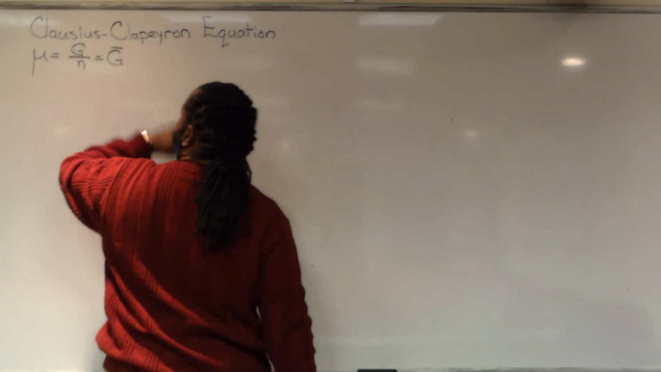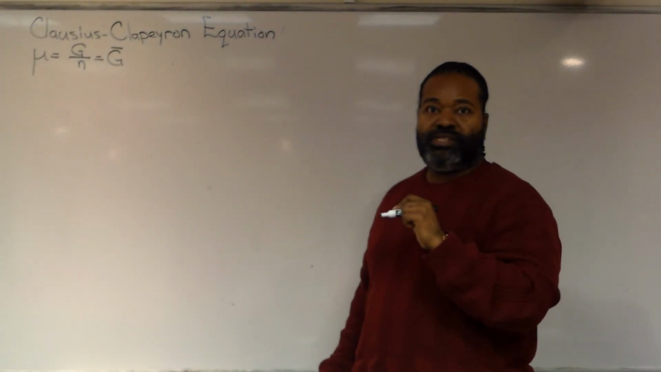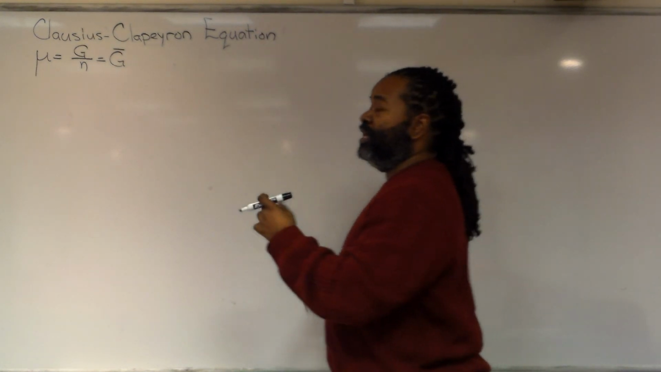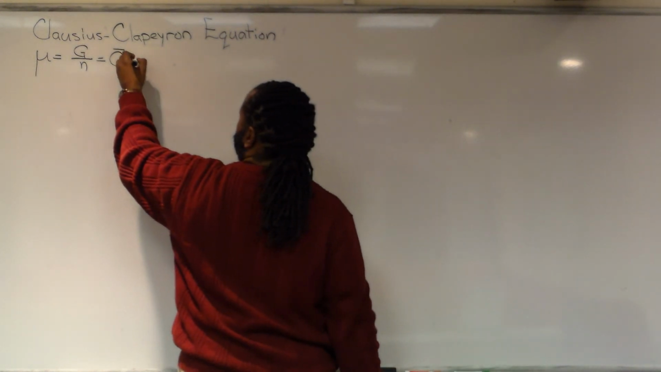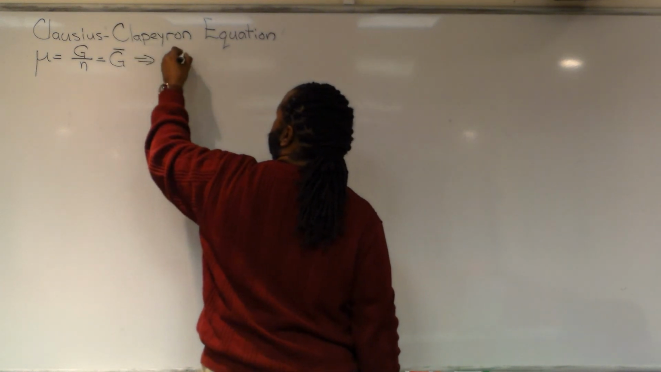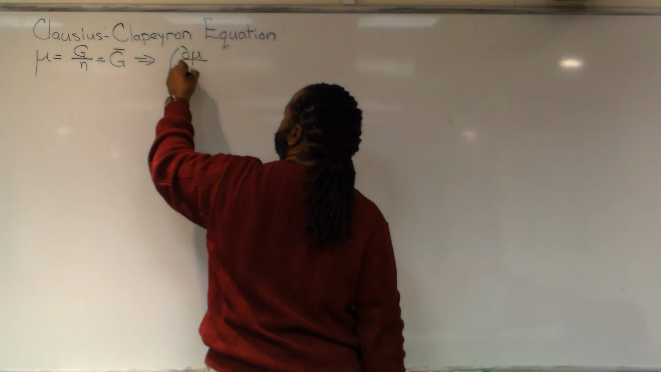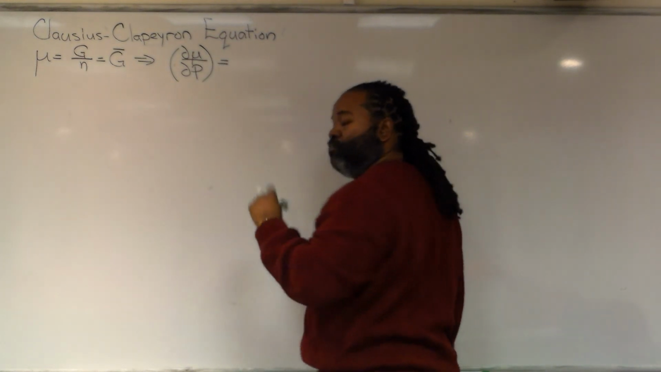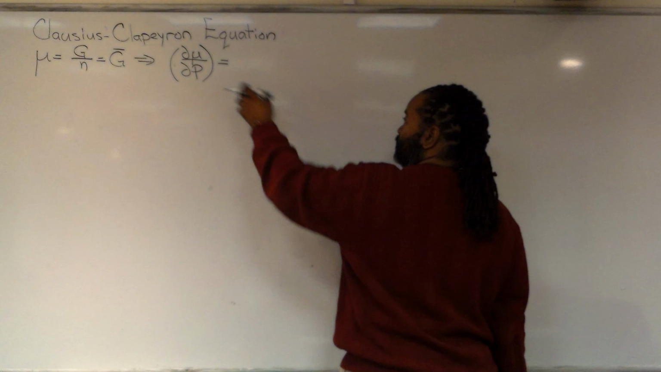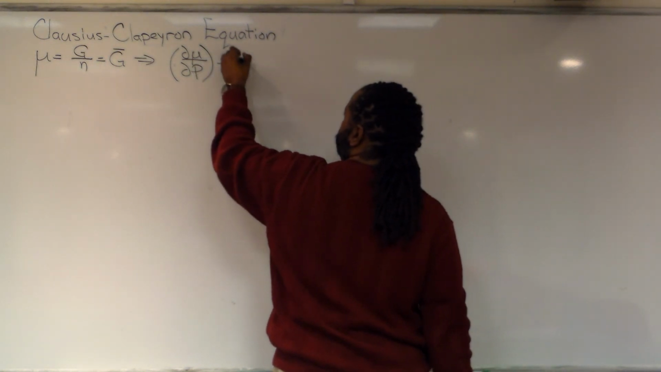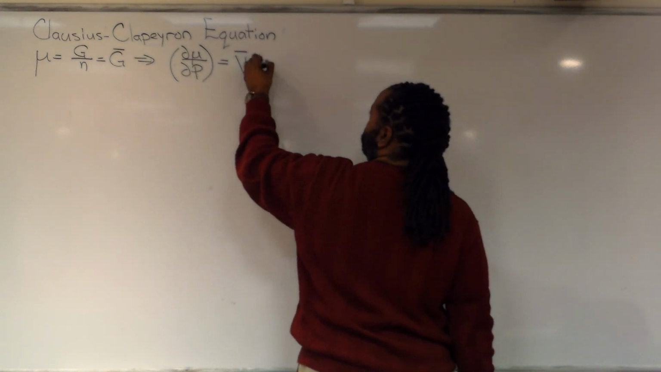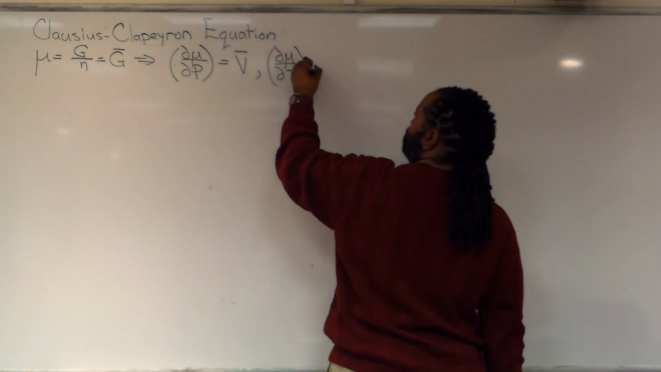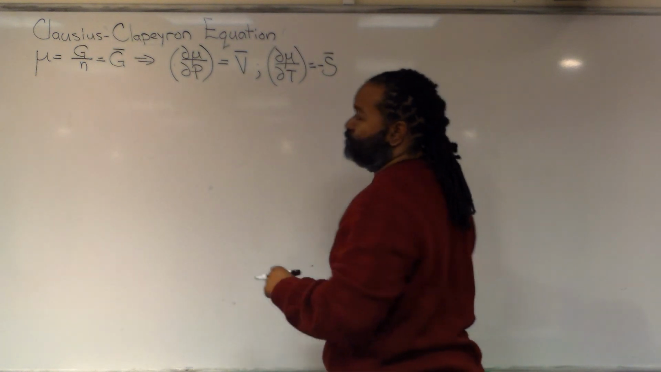Gibbs energy. What this allows us to do is take results from the derivation of Maxwell relations and apply that in the following way. Because this is true, if we take partial derivatives with respect to pressure and temperature, then we'll get molar versions of those same quantities. So the pressure derivative becomes molar volume, and the temperature derivative is the negative molar entropy.